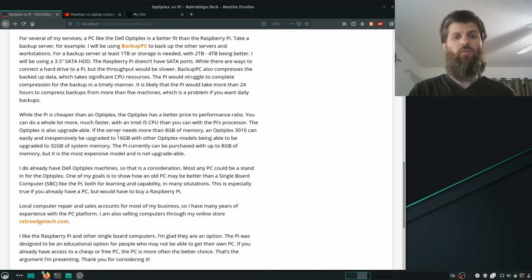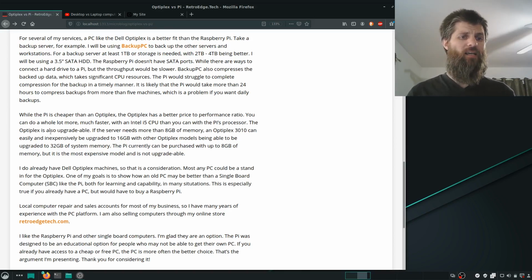So the Pi is going to struggle with the throughput to the hard drive, and has limitations, like you'd have to use some kind of USB to SATA adapter, and it's also going to have problems with the computations, for example, for compression on any kind of sizable amount of data and backups.